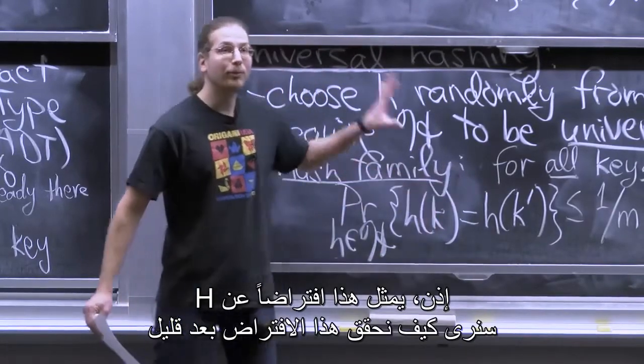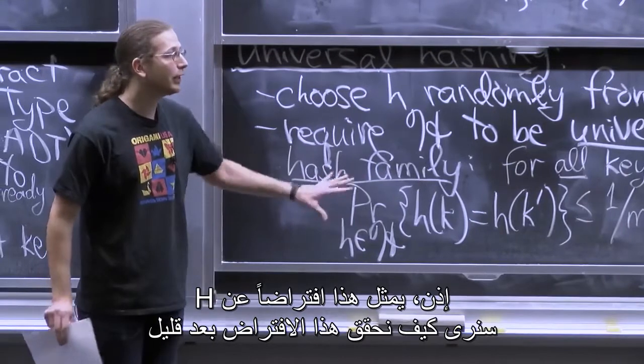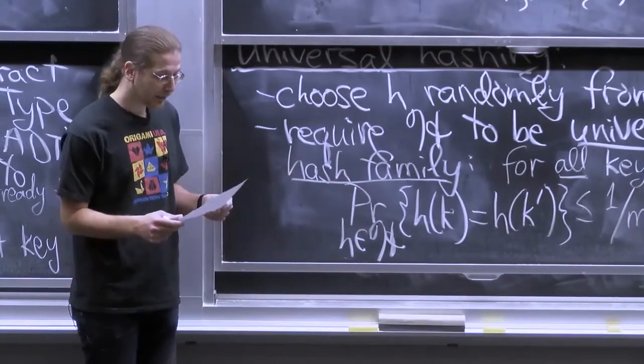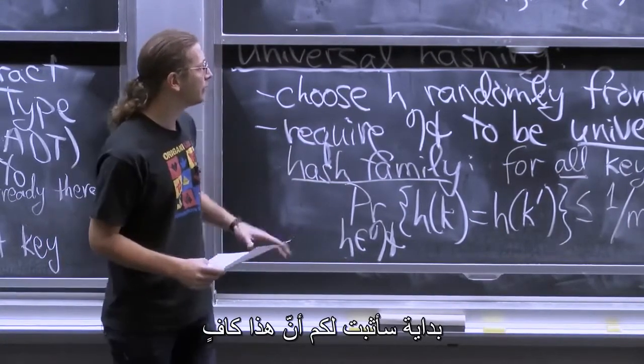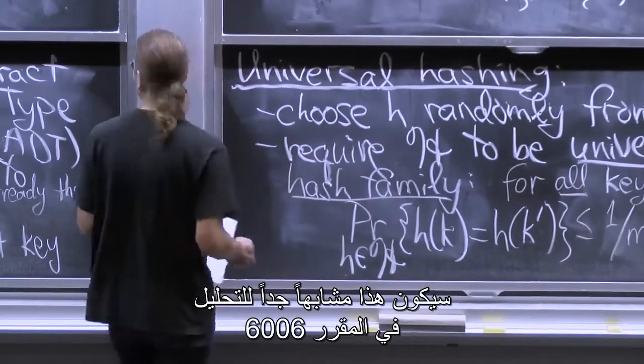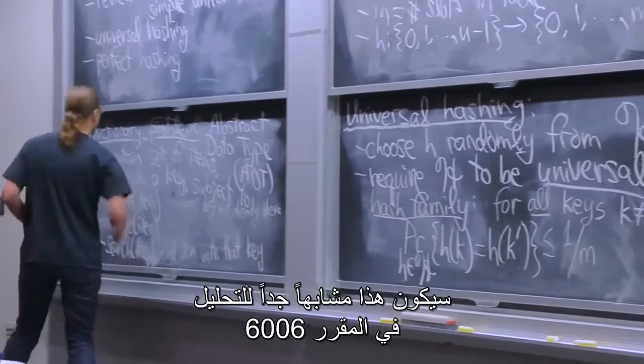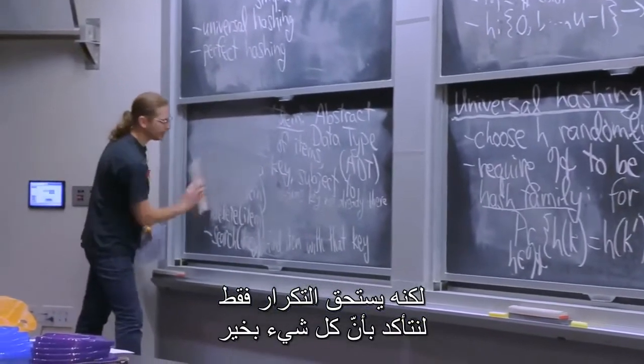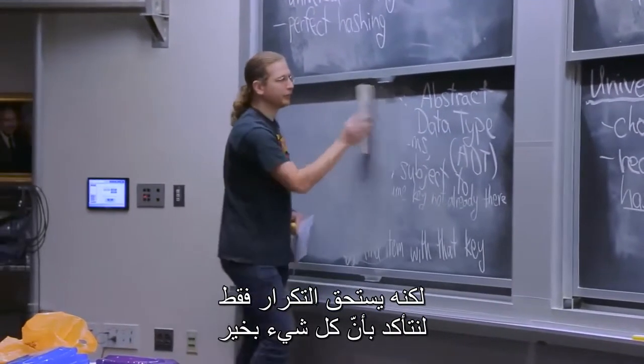So this is an assumption about capital H. We will see how to achieve this assumption in a little bit. Let me first prove to you that this is enough. It's going to be basically the same as the 006 analysis, but it's worth repeating just so we are sure everything's OK.